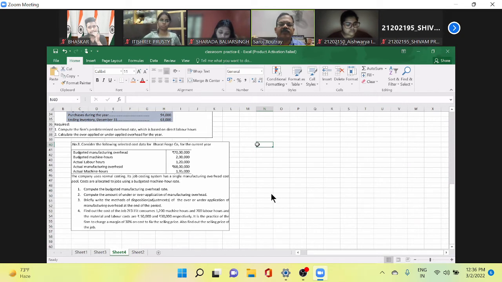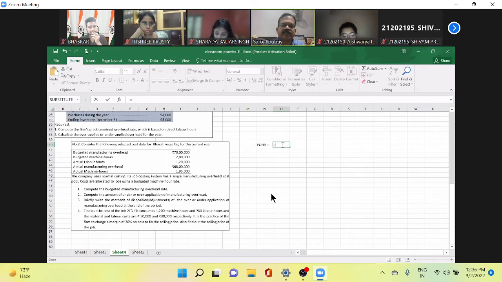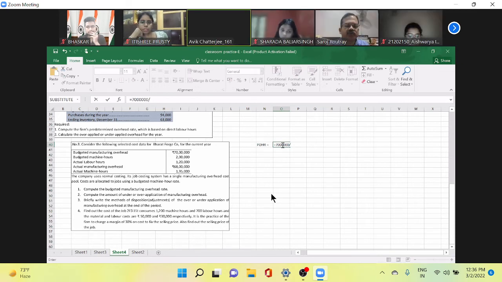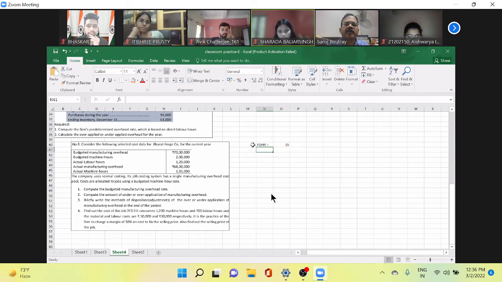Compute the budgeted manufacturing overhead rate, so POHR. POHR is equal to, with machine hour as the basis, 70 lakhs divided by 2 lakhs, which is 35. That's the answer to the first question.